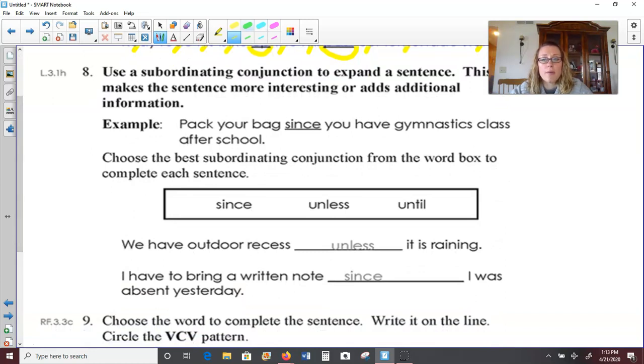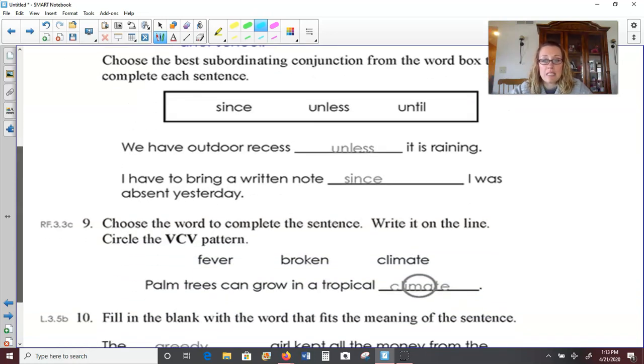All right, on number 8, we are using a subordinating conjunction to expand a sentence. This makes the sentence more interesting or adds additional information. For example, pack your bag since you have gymnastics class after school. So it just kind of connects two thoughts in the sentence. Pack your bag, you have gymnastics class after school, two different things are kind of going on, and that subordinating conjunction kind of joins those together. So you needed to choose the best one for these sentences below.